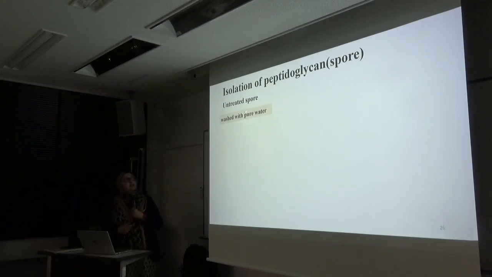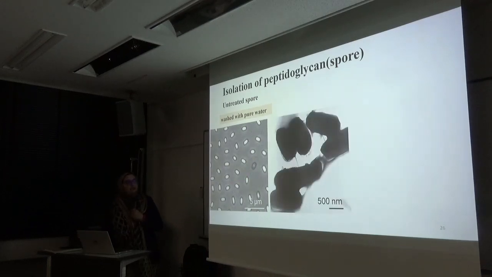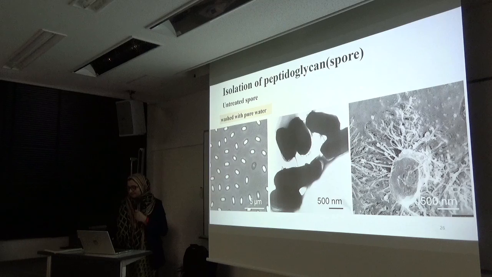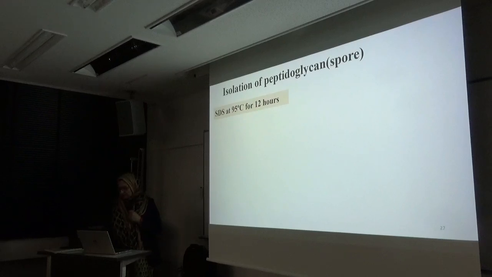So for that, I froze the control sample, meaning a washed untreated spore. For that purpose, I just washed the spore with water many times and confirmed the condition of the spore. Then I observed it under negative staining, and then I used quick freeze for the visualization. Next, I treated the spore with SDS at 95 degrees centigrade for 12 hours.